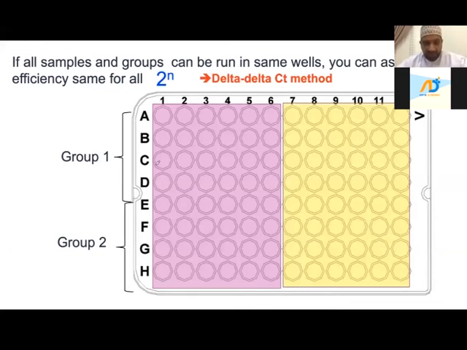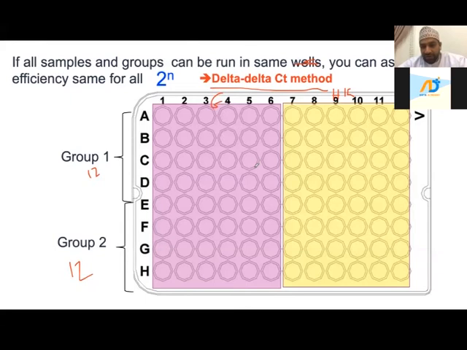Here I have more samples. Group number 1, I have 4 times 3, so I have 12 samples. So this is another experiment where I have more samples. Again, I can run gene number 1, all the samples, and the housekeeping gene in the same plate. So if all samples and groups can be run on the same plate, you can assume the efficiency is the same, and you can still use the delta-delta-CT method.